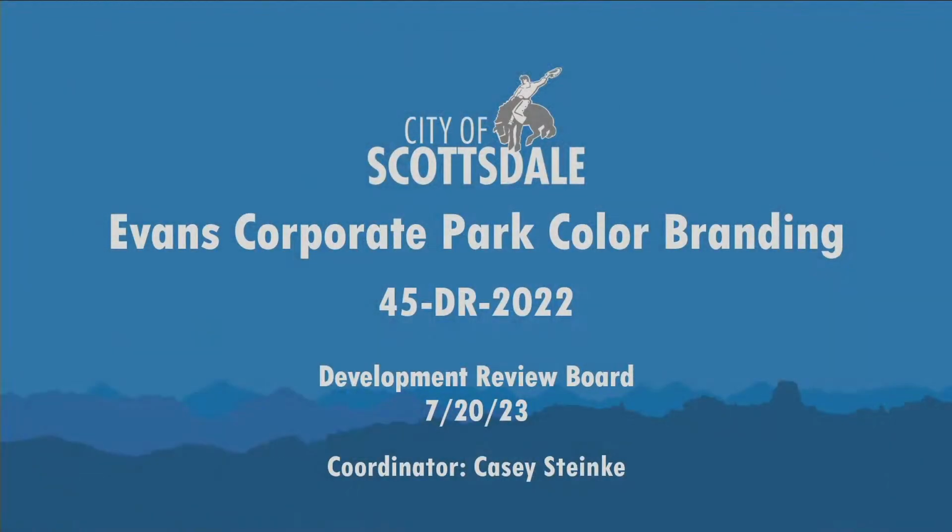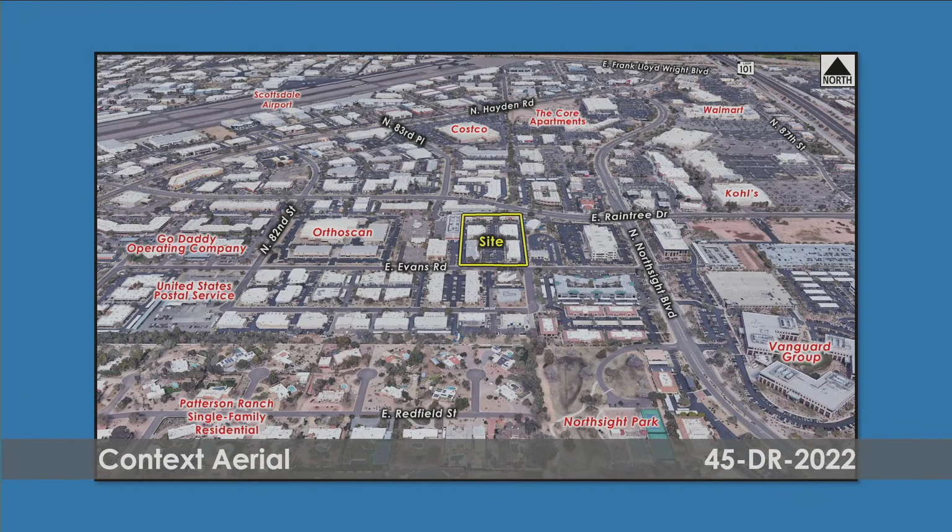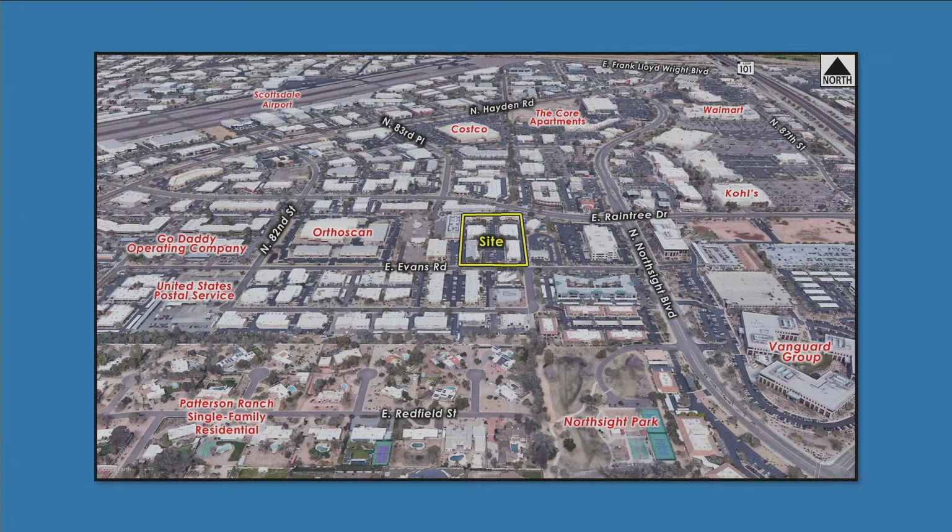Thank you, Chair Craig, Commissioner Young, board members. I'm Casey Steinke, planner, City of Scottsdale, here for case 45 DR 2022, the Evans Corporate Park color branding. You can see the site location here in the Greater Air Park area, generally west of the intersection of Raintree and Northside Boulevard.